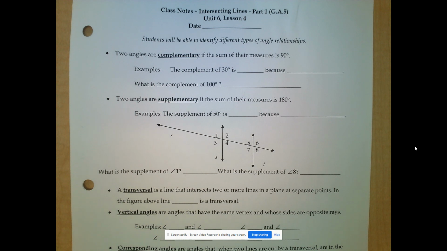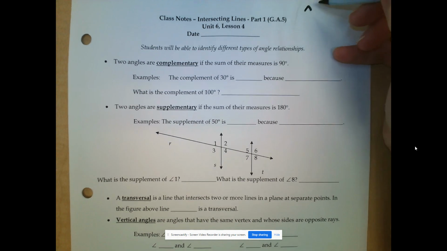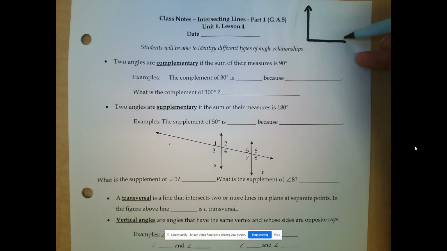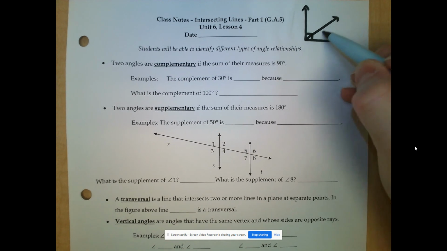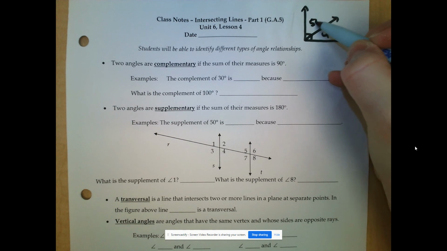Two angles are complementary if the sum of their measures is 90 degrees. That means if I draw two angles and one is, say, 50 degrees and the other, say, 40 degrees, they add up to 90 degrees. So complementary angles might look like they form a 90-degree angle. You might get something like this, where you have a 40-degree angle and a 50-degree angle.